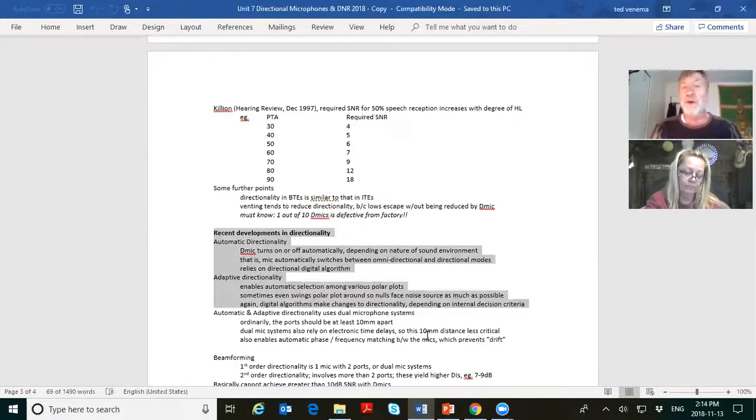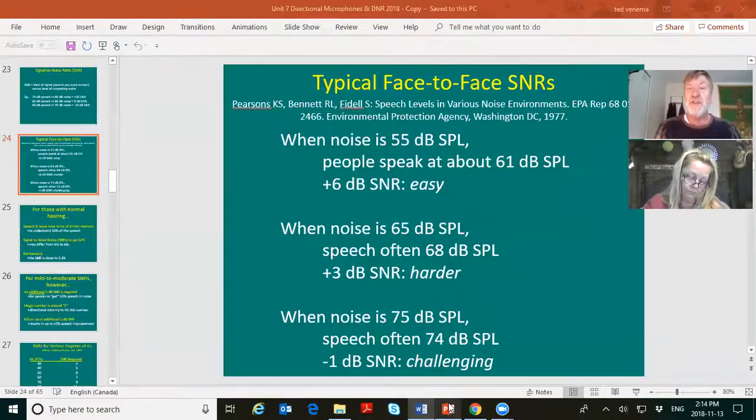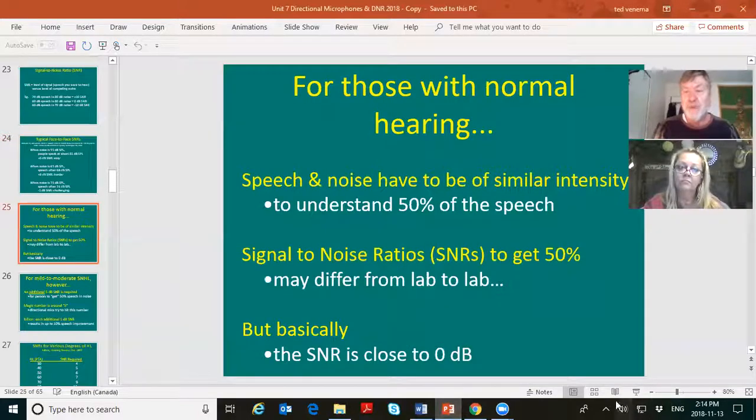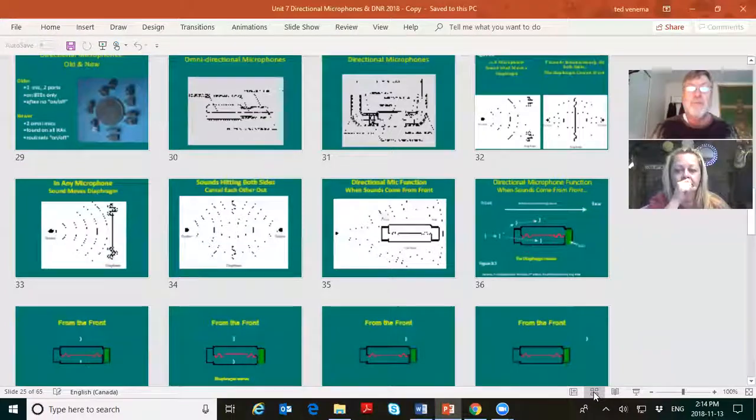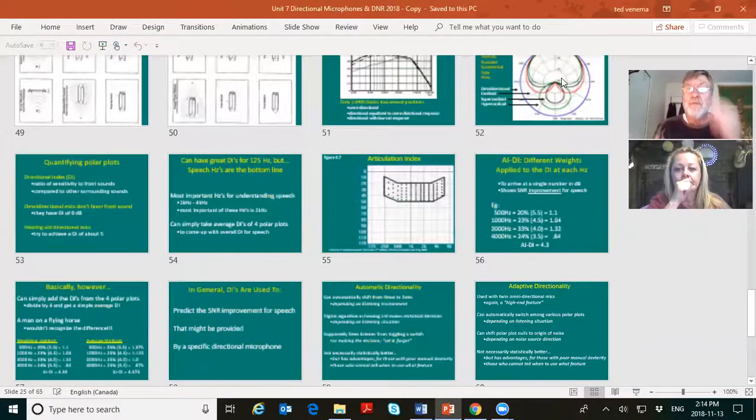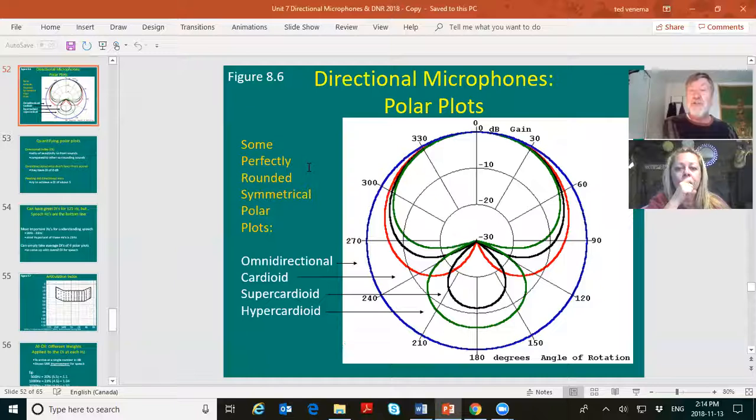And there's another one called adaptive directionality. And adaptive directionality means this. The polar plots change depending on the situation. The polar plots change. So if I show you a picture here of these polar plots, I'll go to this here for a second so you can see it. The polar plots will change. And they don't even have to just be these three.